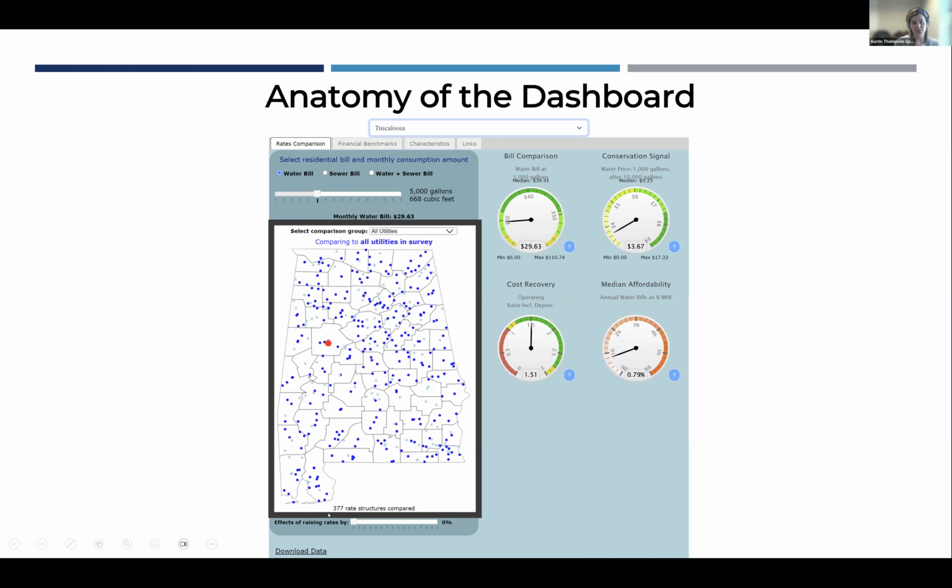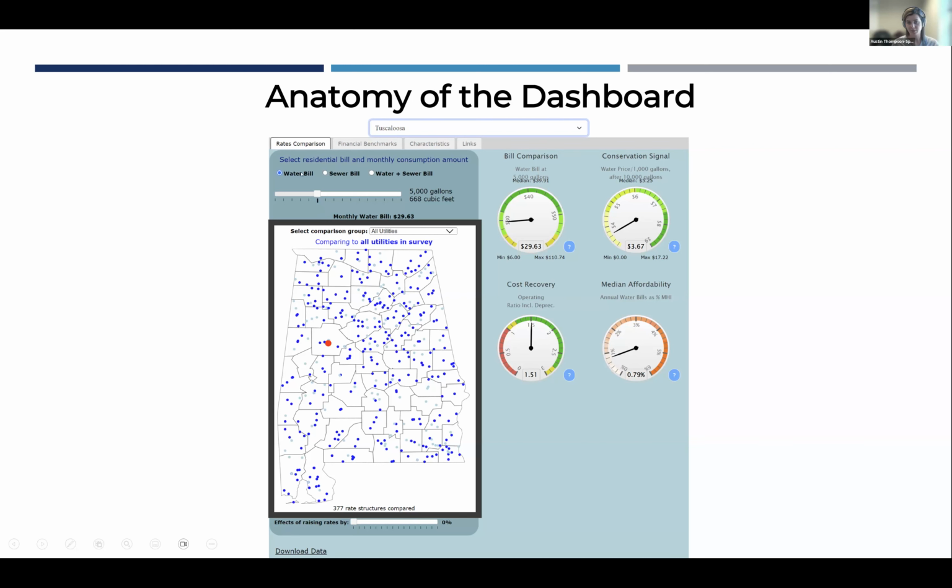But within this box here, you could select or press this little down arrow, and you would have a few different comparison groups. These comparison groups are what I was referring to earlier of, let's compare a little bit smarter, right? So maybe we don't just want to compare to the utility that's next door, but we want to compare to utilities that are similar to us. The default for the dashboard is always going to be all utilities. So it's always going to compare rates to all utilities in the survey unless you select something else.